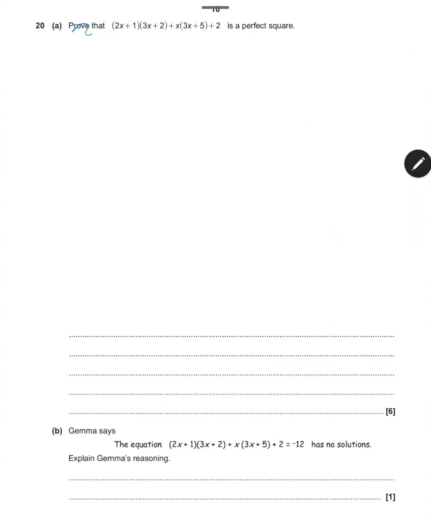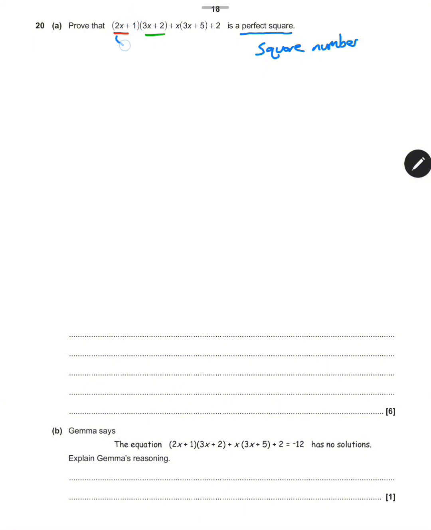Question 20, we've got an algebraic proof, and we're looking to show that this expression is a perfect square, and all that means is it's a square number. Now, if you ever are not sure what to do on an algebraic proof, then just do any algebra you can. I've got some double brackets here, so I'm going to start by just expanding these double brackets. So I'll do that step by step.